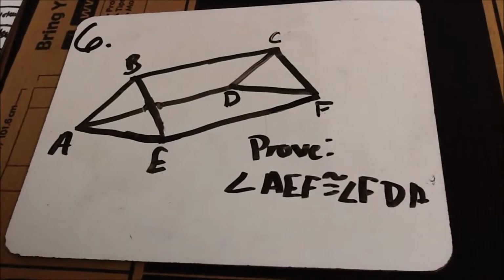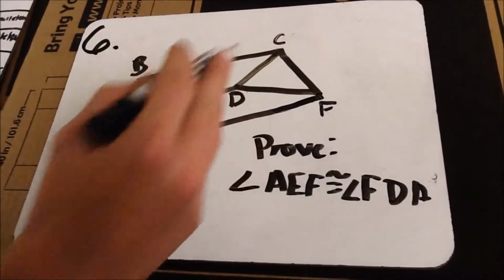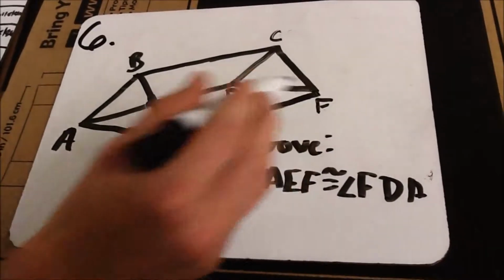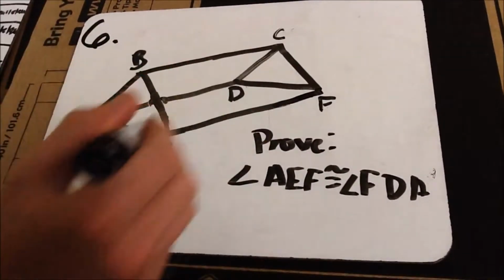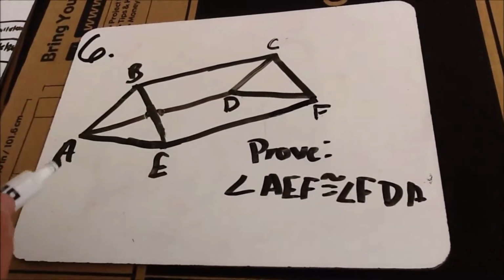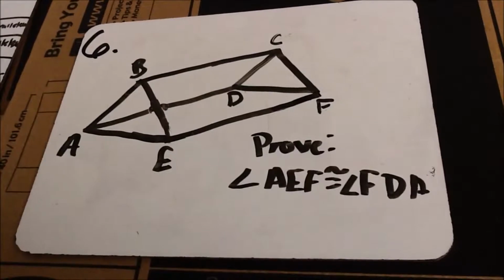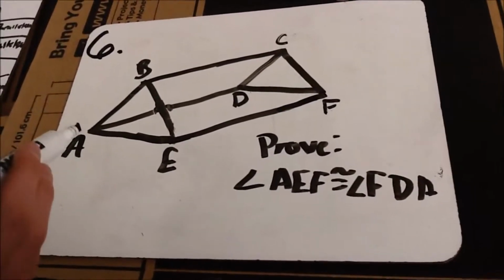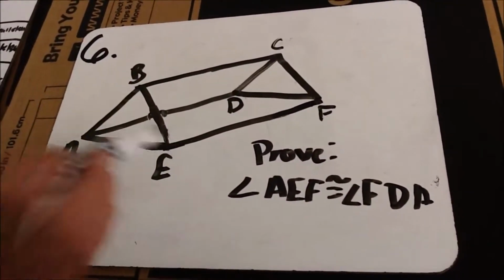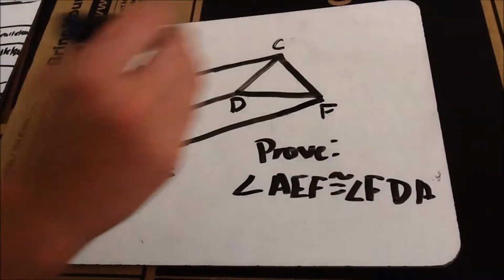So what I did first was I said that line BC is congruent to line EF, because that's the definition of a parallelogram, and that line BC is equivalent to line AD, because that is, again, the definition of a parallelogram. And that made me prove that AD is equivalent to EF, because they both share line BC, which proves that they are congruent.